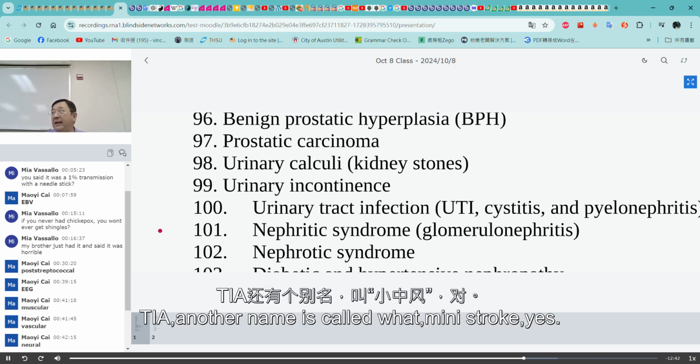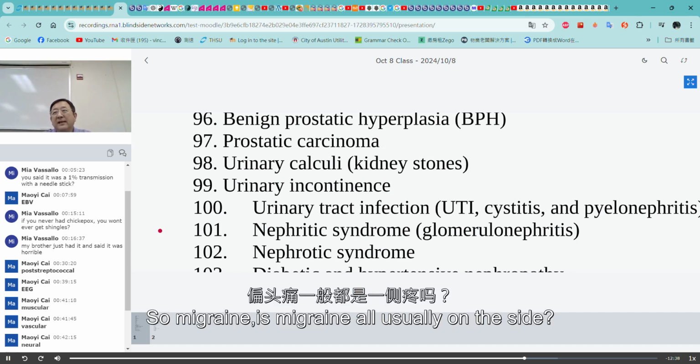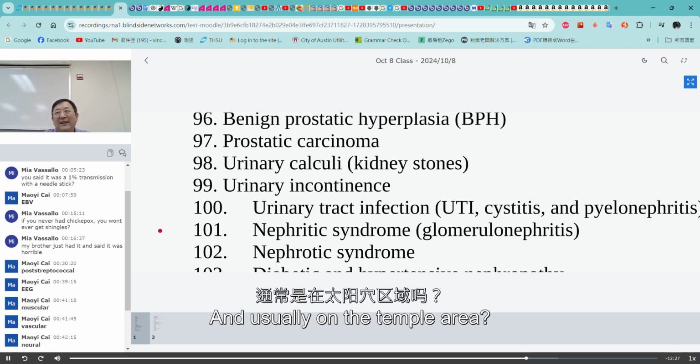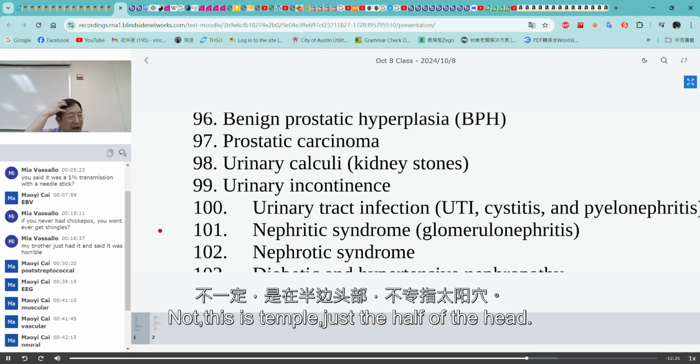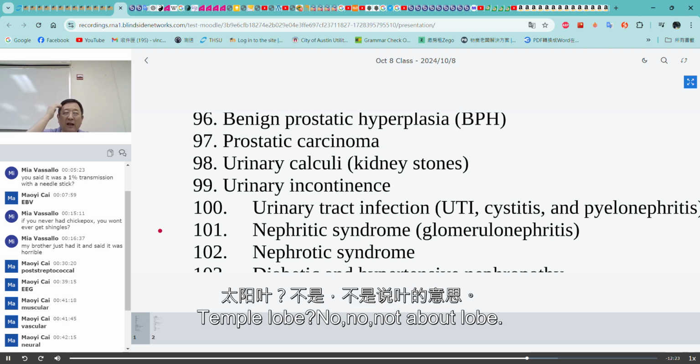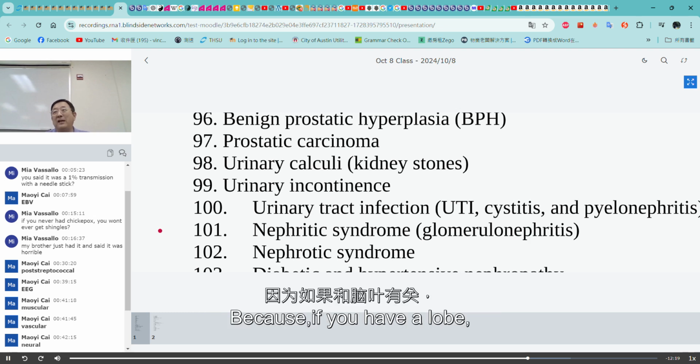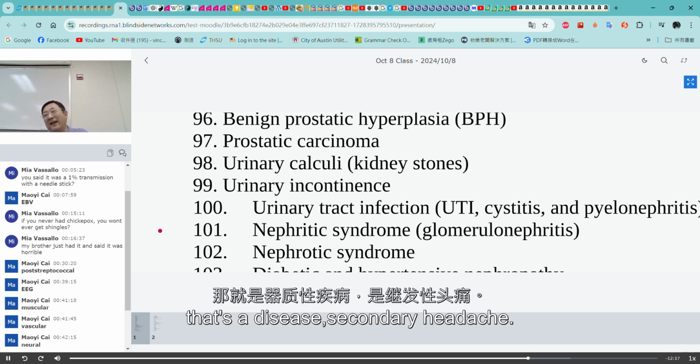Then TIA. TIA, another name is called what? Mini stroke, yes. So migraine is usually on one side, single, unilateral, not both sides. Usually on the temple area, just half of the head. Lobe? No, not about lobe. Those headaches have nothing to do with the lobe. Because if you have a lobe problem, that's a disease, a secondary headache.